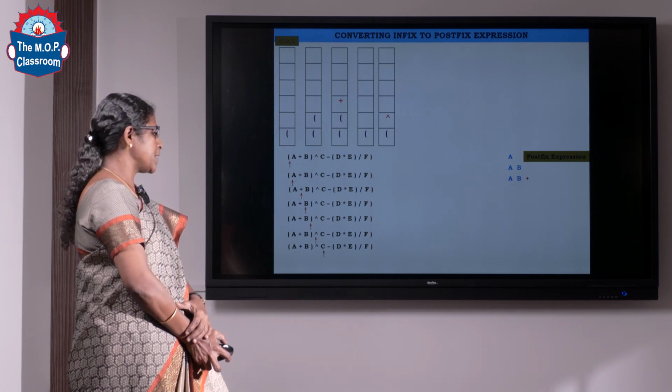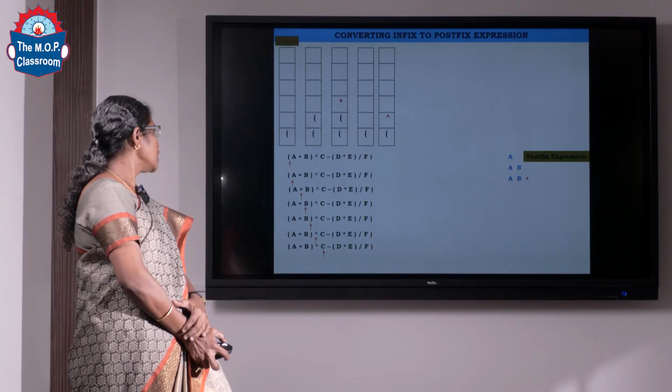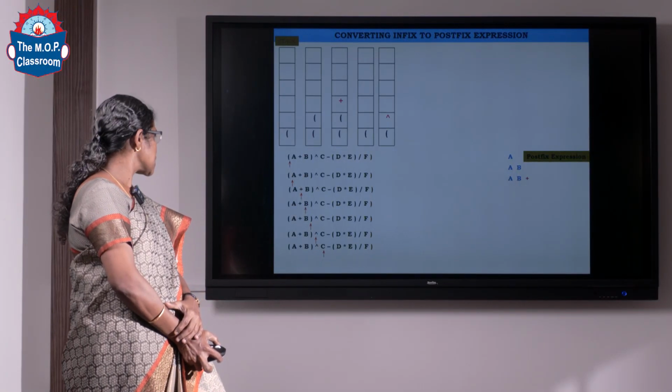Once again repeat the same process. Scan for the next element. The next element is an operand C. So add it to your postfix expression.